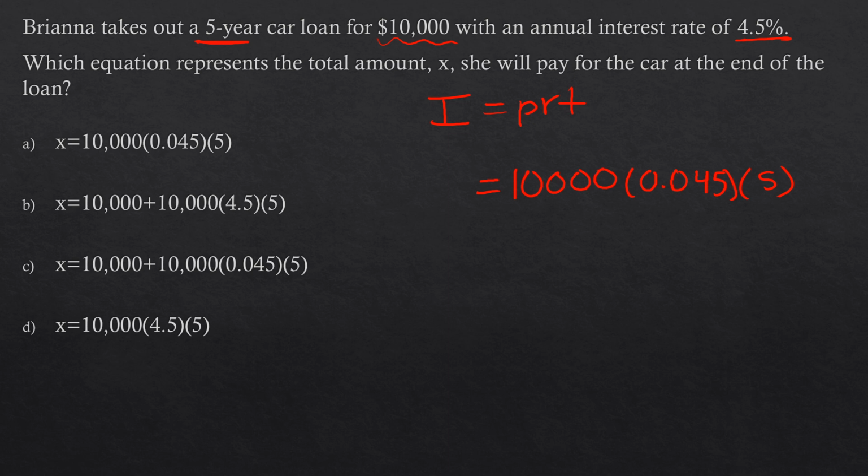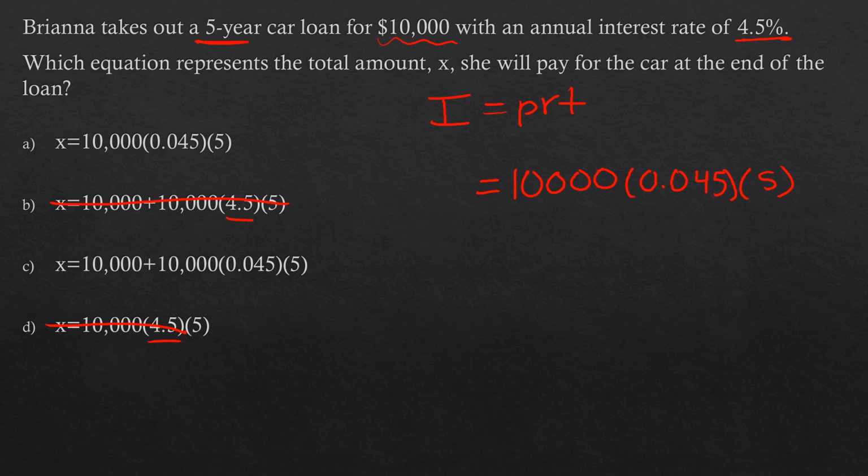Now, she has to pay back the interest on her loan plus that $10,000 that she had first taken out, right? She has to pay back the $10,000 plus whatever she accumulates in interest. So if I look at my answer choices here, this one and this one I'm crossing off right away, because if you notice, they didn't change the percents into a decimal first.